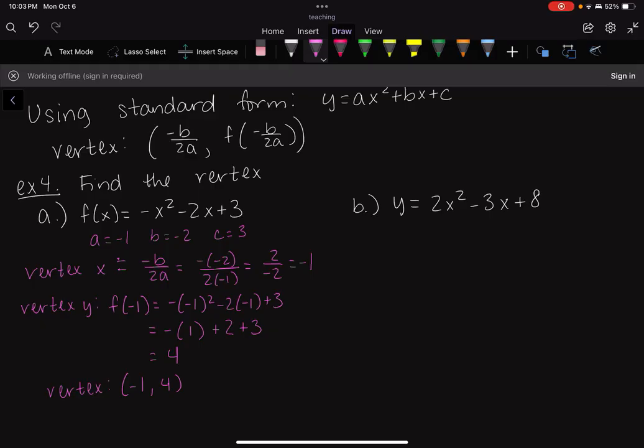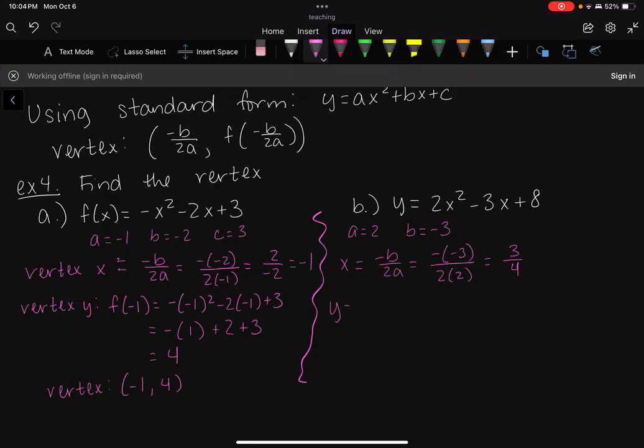Part B, of course, you should do on your own. That way you have some practice. My A is 2, my B is -3, and I don't need the C. For my X, it's negative B over 2A, so I get -3 over 2 times 2, so that's going to be 3 over 4. Oh no, I did one with fractions. That's what I get for making up an example. Sorry.